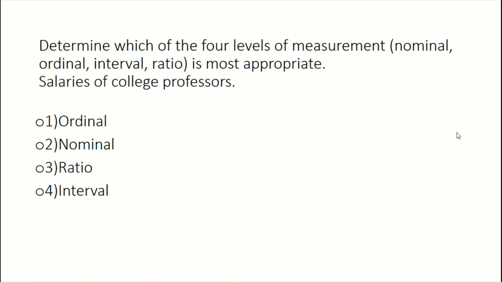Determine which of the four levels of measurement, nominal, ordinal, interval, or ratio, is most appropriate. Salaries of college professors. Is the salaries of college professors in the ordinal, nominal, ratio, or interval level of measurement? The salaries, expressed in denominations such as dollars, lie in the ratio level of measurement. The correct answer is the ratio level of measurement.